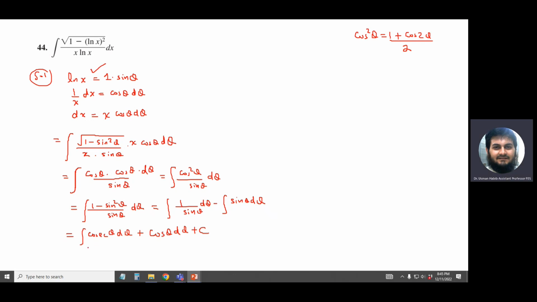For the integral of cosecant theta d theta, we discussed a couple of times that you can derive it yourself, otherwise just memorize the result and that would be enough.